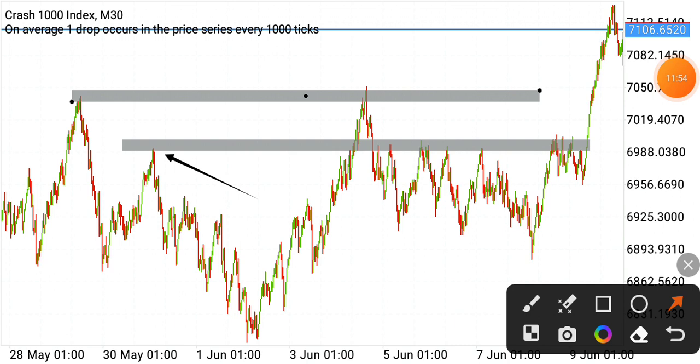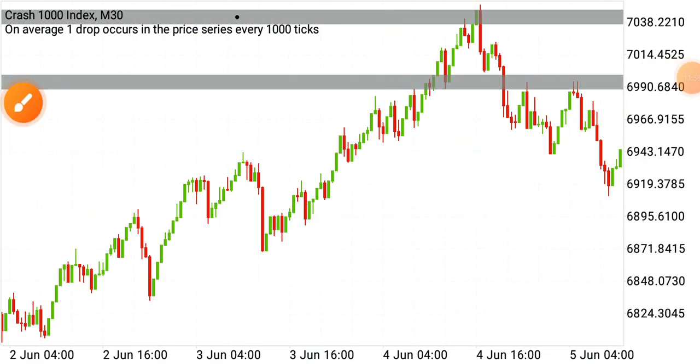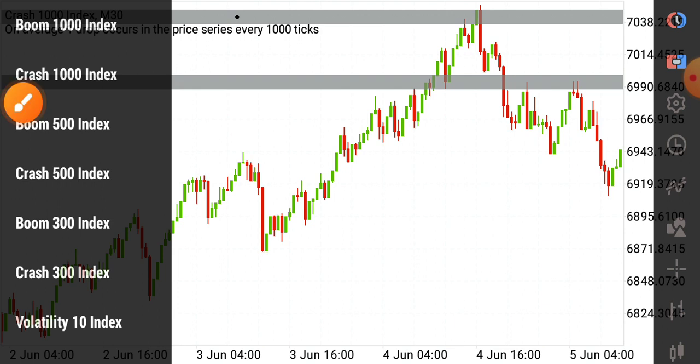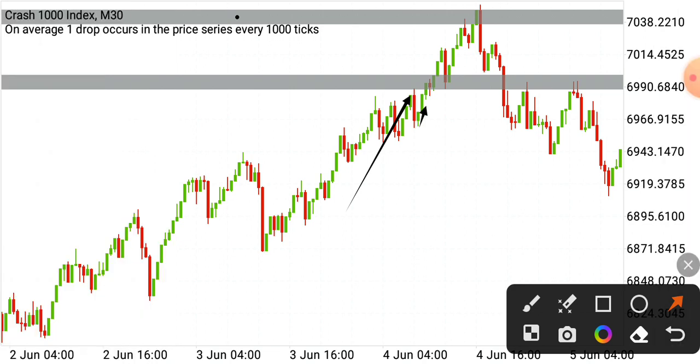All right, you see, this is the second time price got to that level. It touched there and reversed immediately, and then still went back up. And it got to this first level and it reversed. Guys, you just need to practice this thing. You will understand. You will catch spikes and trade very easily.